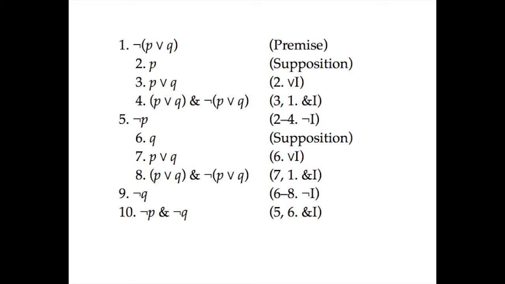All right. Now I'm just going to do the exact same thing to prove not Q. So on line 6, I suppose Q, and I try to prove a contradiction. Line 7, I get P or Q. That comes from line 6. That's my or introduction rule. Line 8, I get P or Q and not P or Q. That comes from line 7 and line 1 from my and introduction rule. And it's a contradiction. So my supposition was false. And on line 9, I get not Q. And then lines 5 and 9 give me not P and not Q.